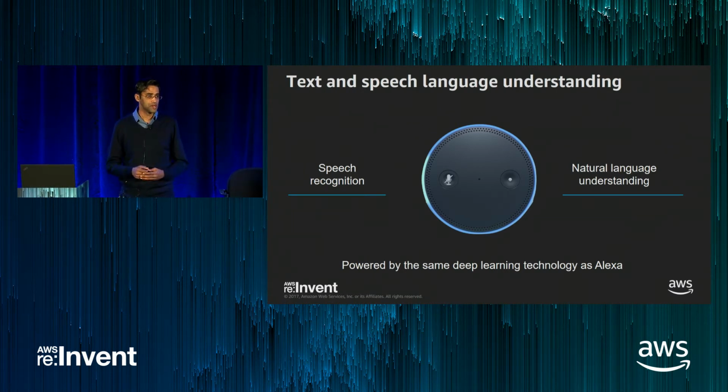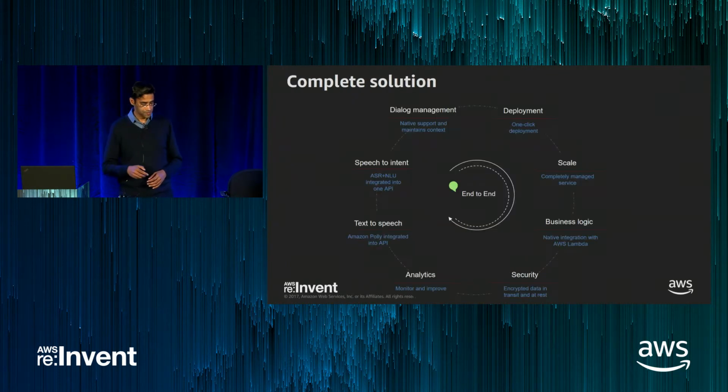As you might be familiar, these are some of the most complicated problems in computer science today. You need knowledge of sophisticated algorithms. You need access to massive amounts of data. You need access to a lot of infrastructure to implement something like this. With Lex, we are putting the power of Alexa in the hands of developers. And by doing so, we're essentially democratizing deep learning technologies. So that's what Lex is.